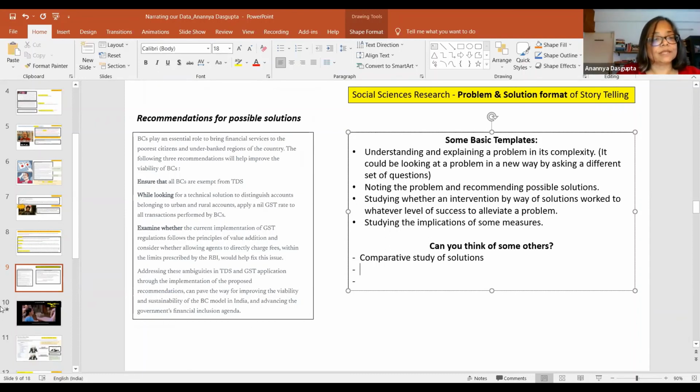So moving on from there, what I'm suggesting here is that, in articulating this problem-solution format, you can't get to solutions unless you have articulated the problem. The problem kya hai?